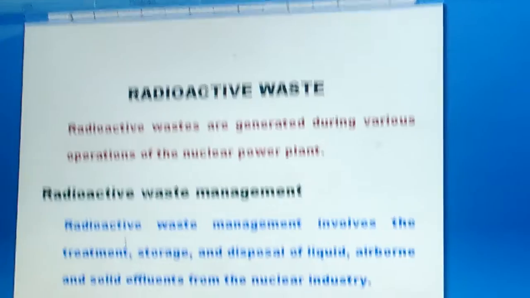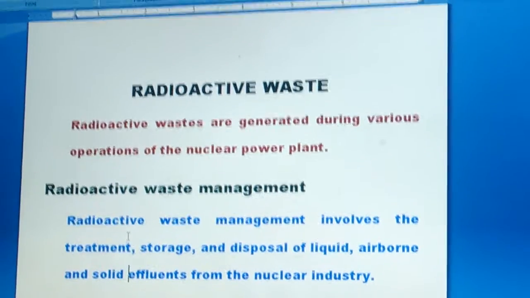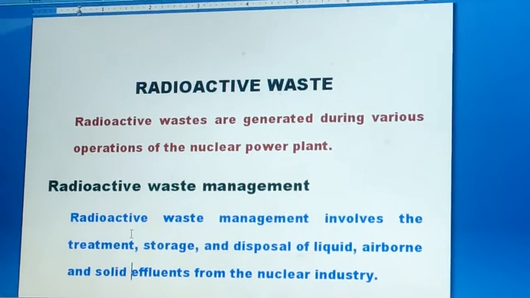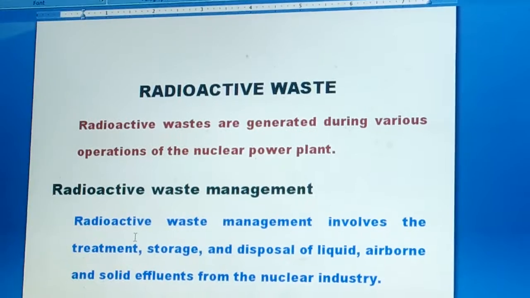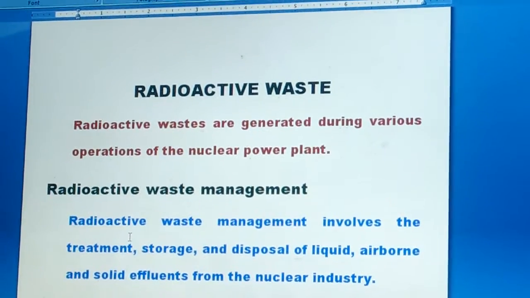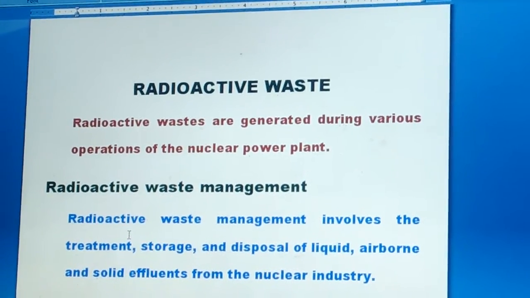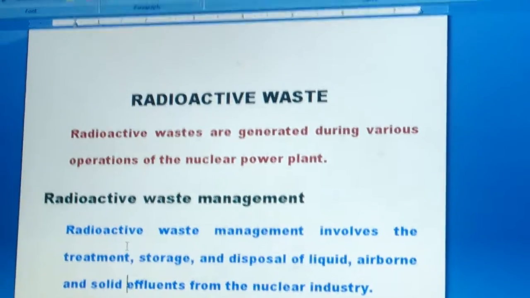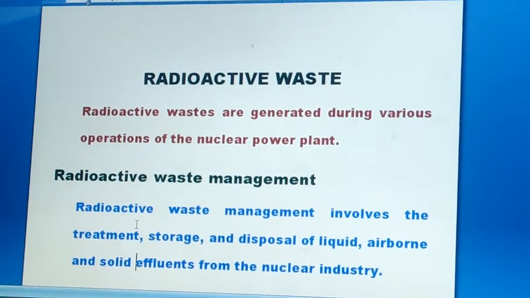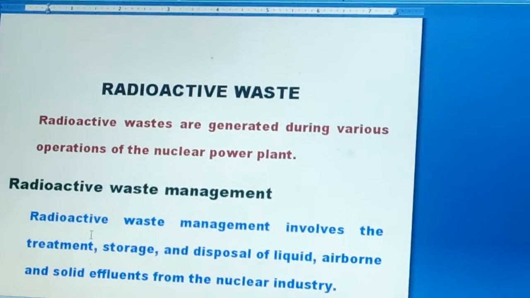Okay, so when disposing of this waste we should be very careful. Radioactive waste is generated during the various operations of a nuclear power plant. Our nearby nuclear power plant is at Kalpakam. You know very well, isn't it?